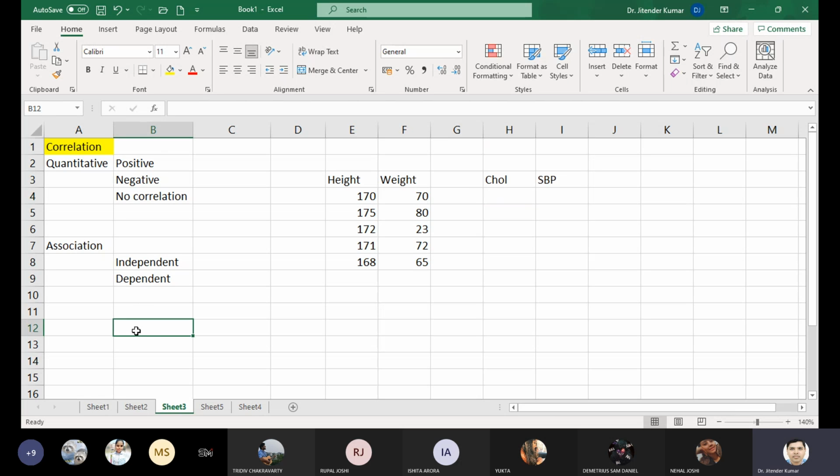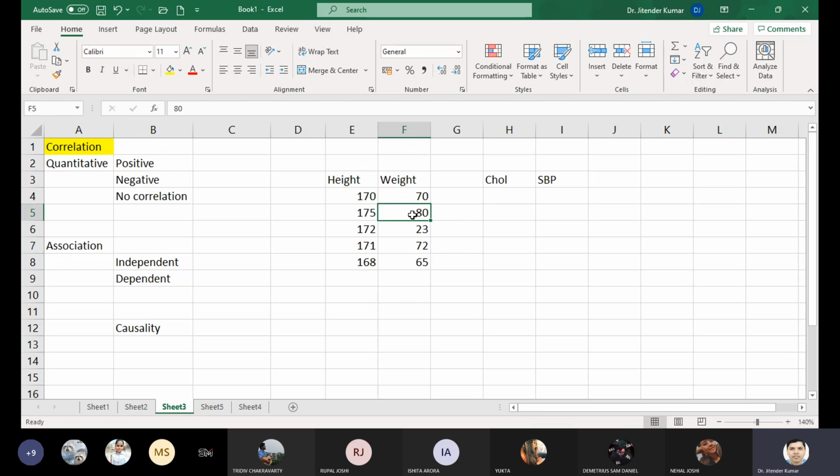And one very important concept that you must know is causality. So what is causality? One variable is causing the change in another variable. Take height and weight. We know there is a positive correlation: if height increases, weight increases. But whether height is causing the change in weight or not, that you cannot establish through correlation.